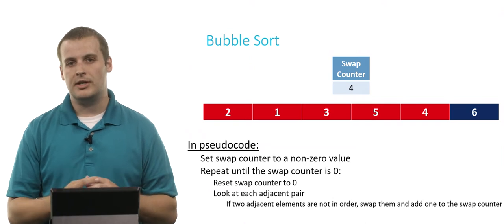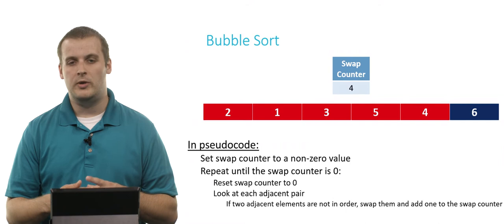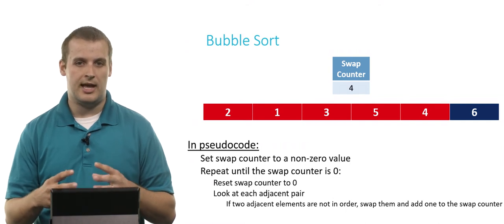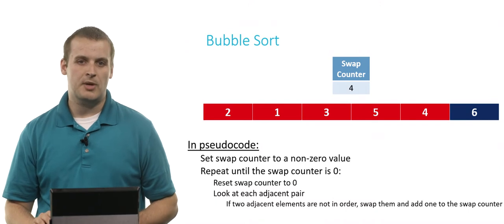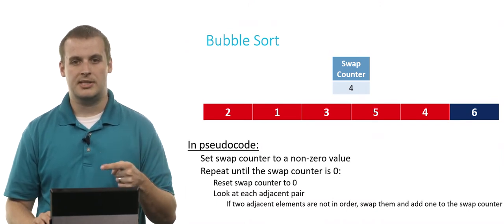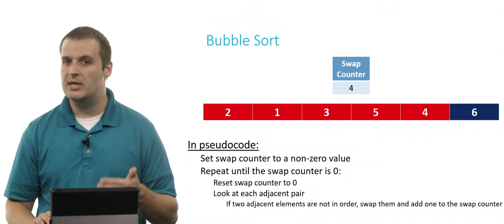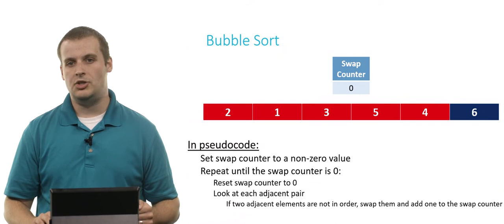And in future iterations going through the array again, we don't have to consider 6 anymore. We only have to consider the unsorted elements when we're looking at adjacent pairs. So we have finished one pass through bubble sort. So now we go back to the question, repeat until the swap counter is 0. Well, the swap counter is 4, so we're going to keep repeating this process again.